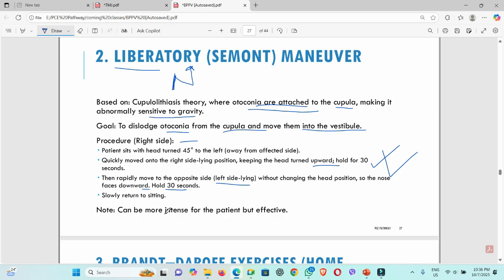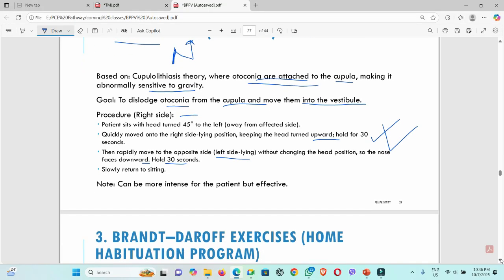Okay. Slowly return to sitting. Can be more intense for the patient, but it is an effective maneuver. That's why we are reading about it.